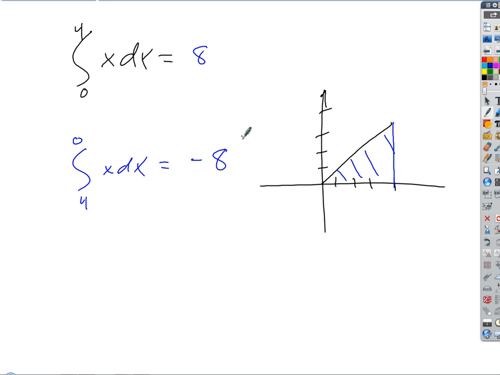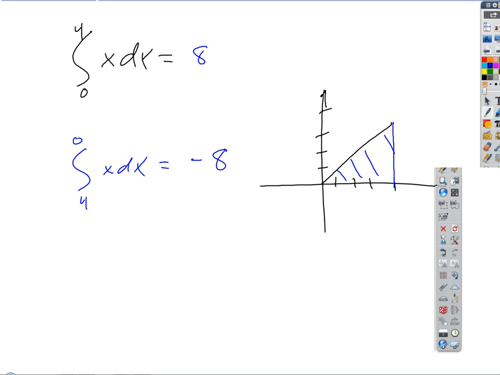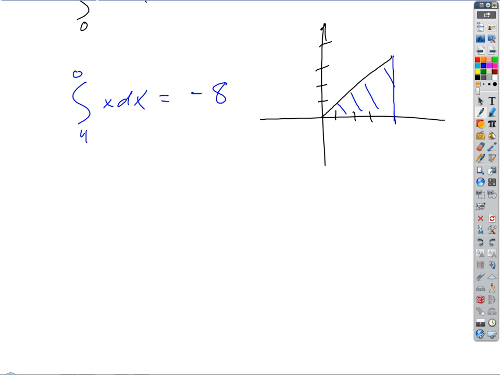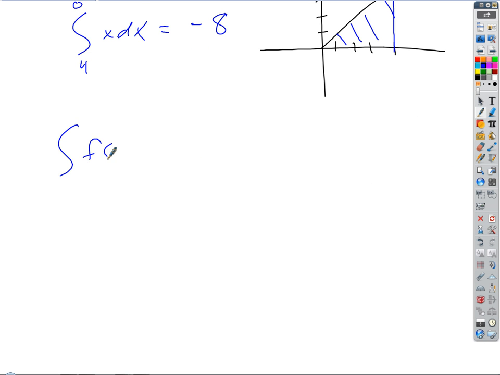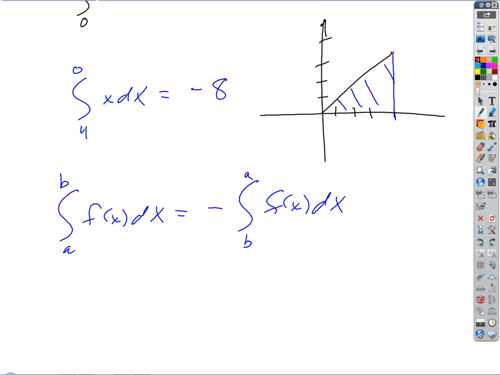So we could say in general that this is true. Here's one thing that's always true then. The integral of f of x dx from a to b is always equal to what? How is that going to relate to the integral of f of x dx from b to a? It's going to be negative. Yeah, they're opposites, right? Make sense?